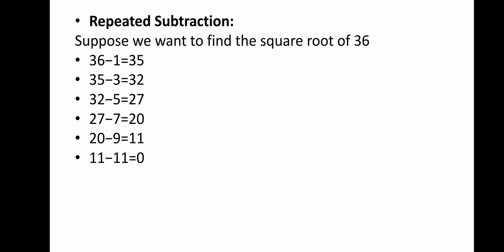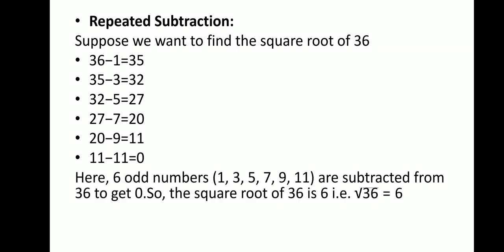It means starting from 1, I need to keep on subtracting the successive odd natural numbers from the given number till I get 0. If I am not getting 0, it means the given number is not a perfect square. And if I am getting 0, I need to count the number of steps. Here, it takes 6 steps of subtraction to get 0. So, the square root of 36 will be 6. Here, 6 odd numbers 1, 3, 5, 7, 9 and 11 are being subtracted from 36 to get 0. So, the square root of 36 is 6.